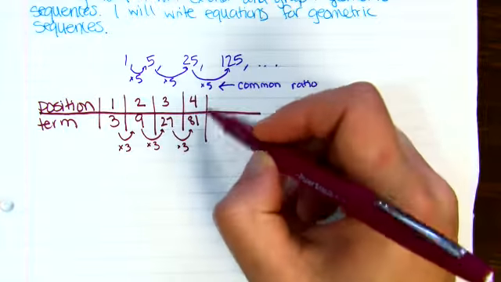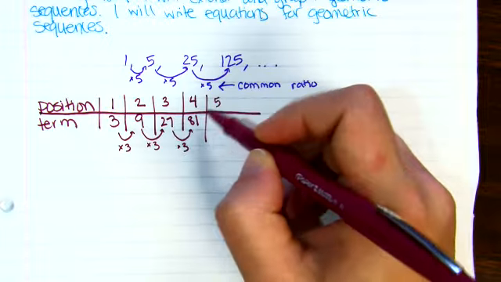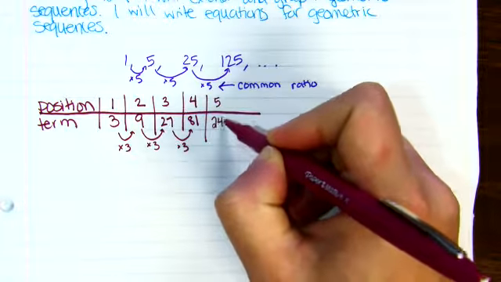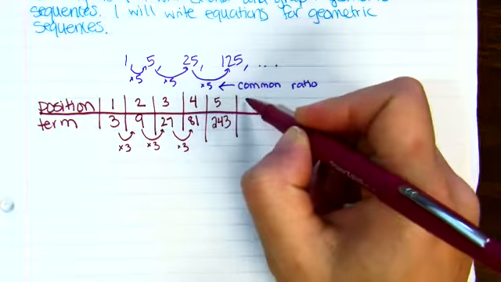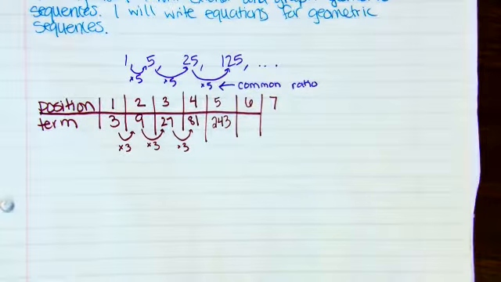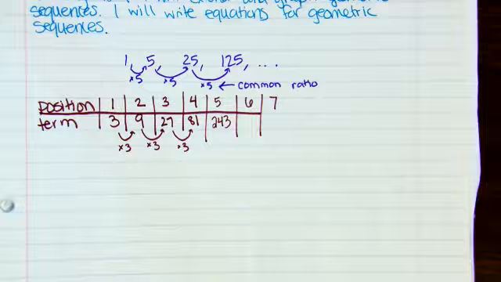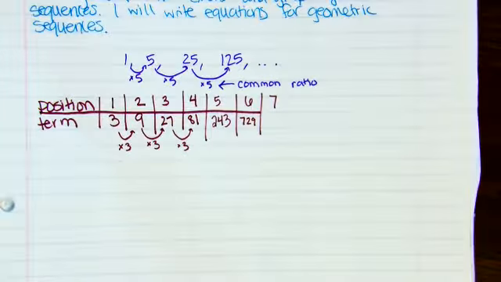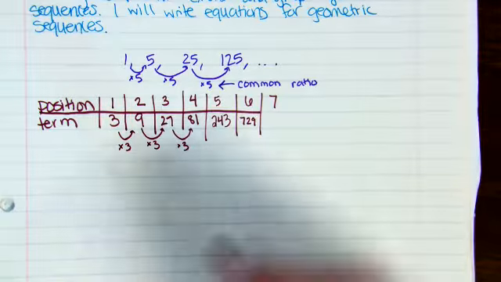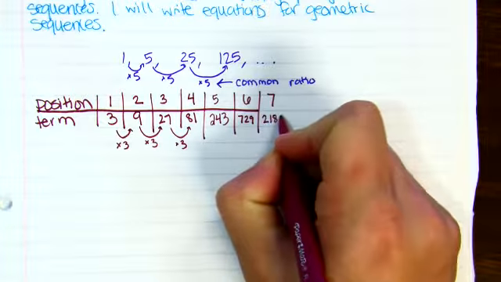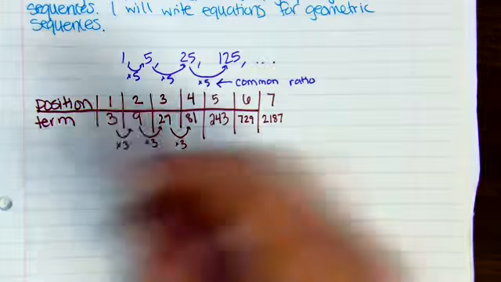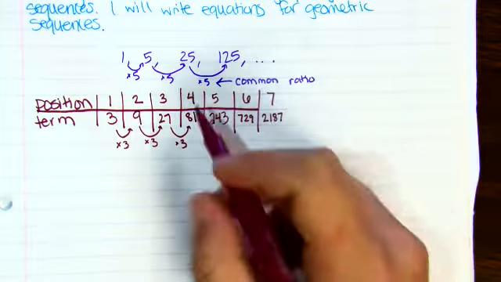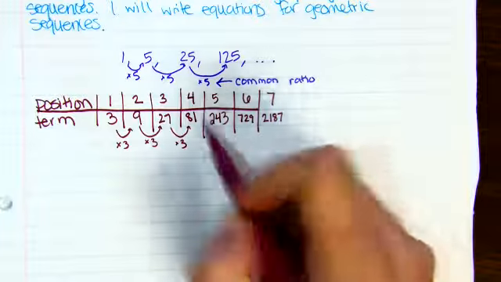So the 5th number in this sequence needs to be 81 times 3, which is 243. And I'm going to keep going. For the next 2, I'm going to do 243 times 3, which I actually don't know off the top of my head. 729. And then my 7th term would take 729 times 3, and it's 2,187. So these are the next 3 terms in my sequence, and I found those just by multiplying by that common ratio.